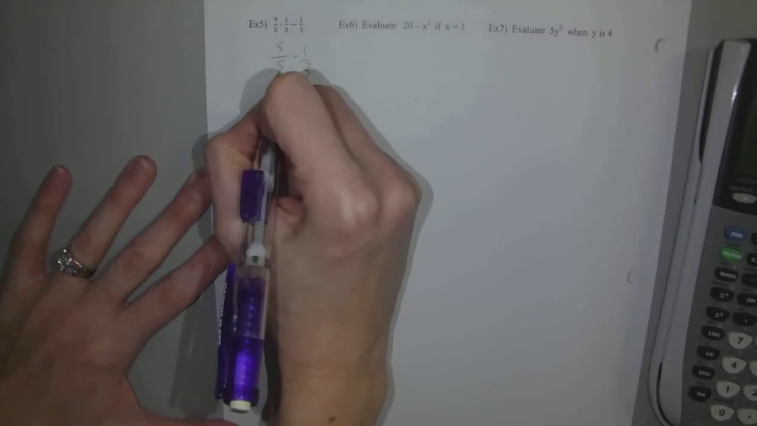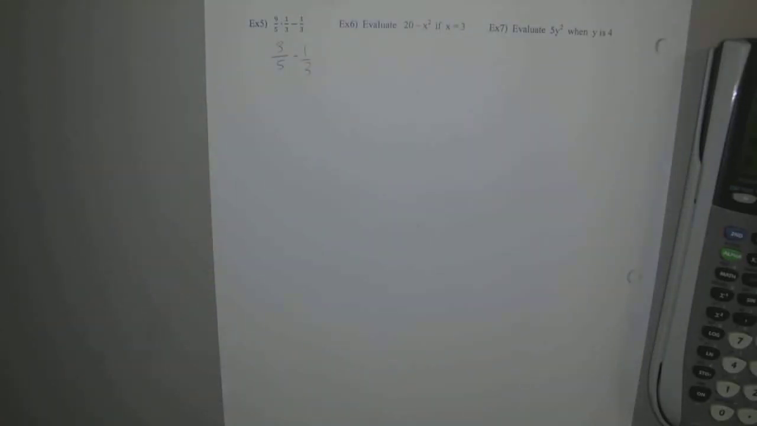Let's keep that in mind, but I'll show you how to do it by hand. We know we have a common denominator. What's it? The smallest number that both 5 and 3 go into?